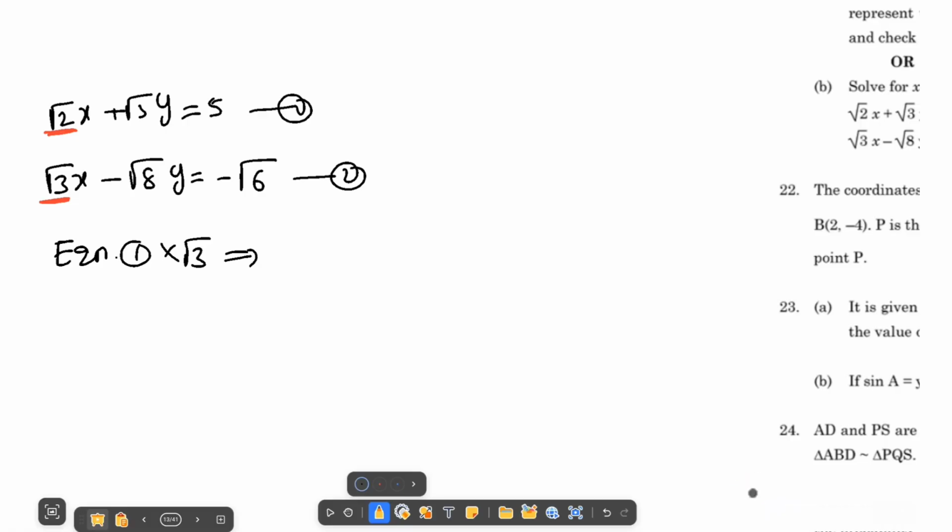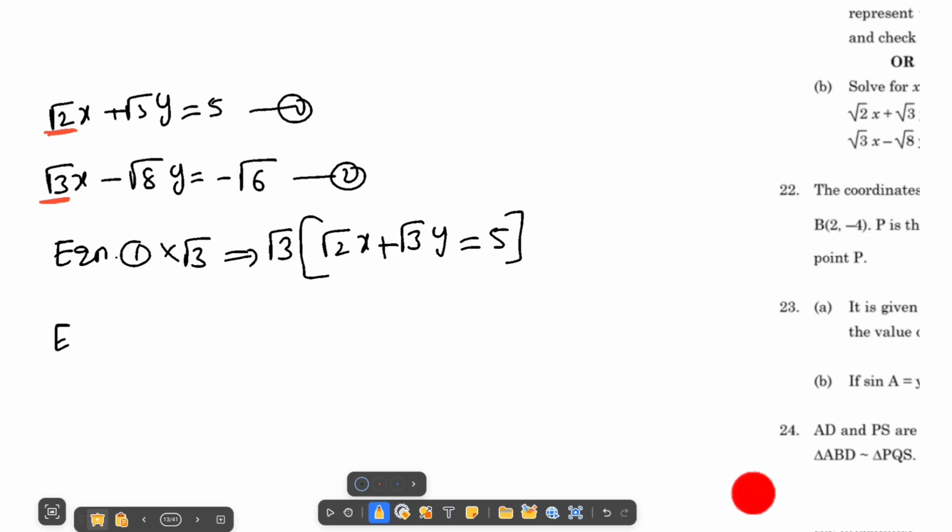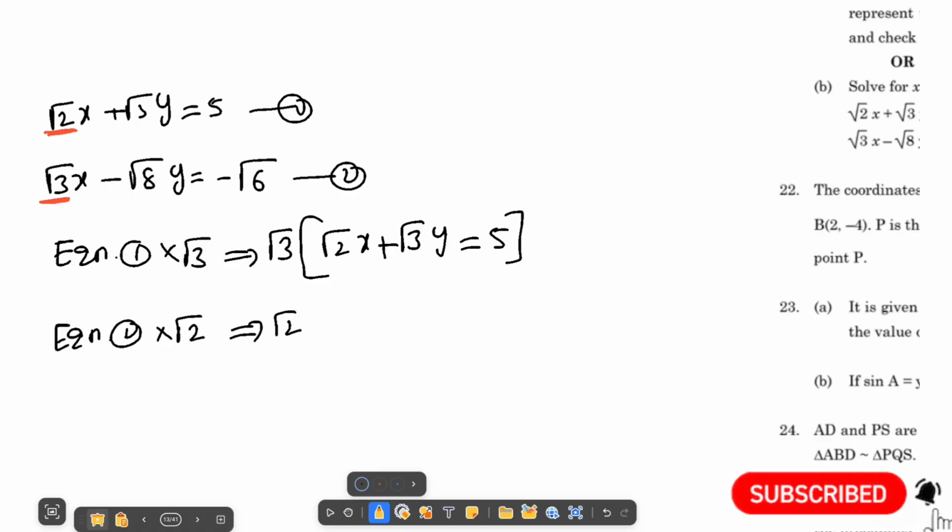If I multiply with root 3, what I get? We have to multiply all the terms, left side, right side. Root 3 of root 2x plus root 3y equals to 5. And to make coefficient of x in the second equation equals to root 6, I have to multiply, sorry, second equation with root 2. So let's multiply root 2 of root 3x minus root 8y equals to minus root 6.